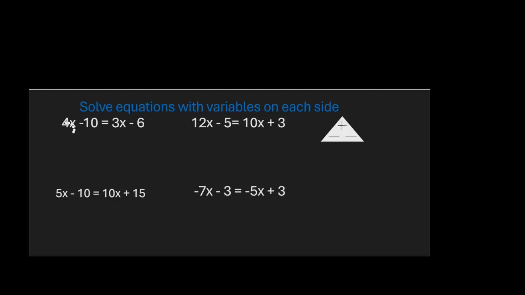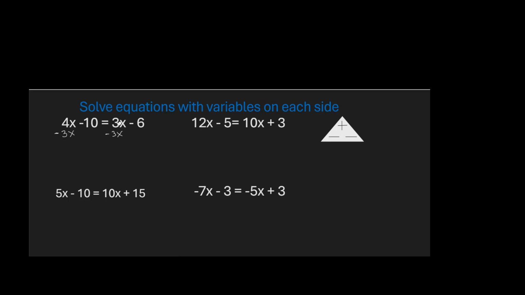I could actually get rid of 4x or 3x. It's up to you. You get to pick. In this case, I want to get rid of this 3x. 3x is positive. To get rid of it, I have to make it 0. So that means I'll be subtracting 3x, and whatever you do to one side of the equal sign, you have to do to the other side. So subtracting 3x.